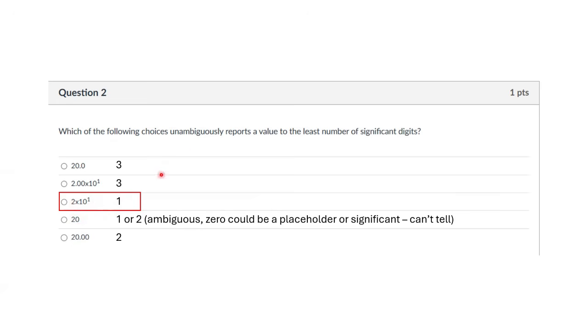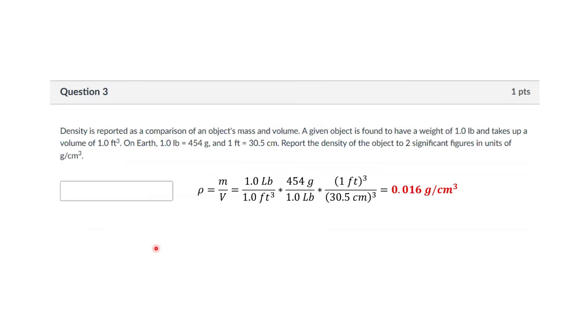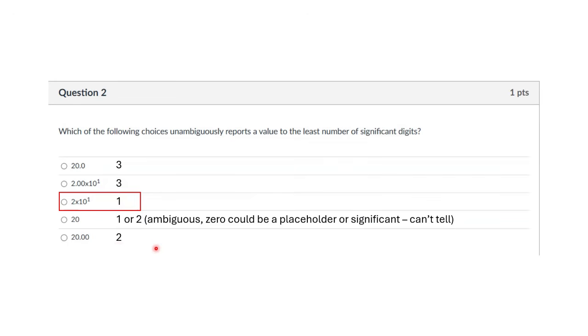20 is ambiguous, hence unambiguously. That could be either 1 or 2 significant figures. Since the 0, we cannot be sure if it was included because it's significant or because you need a placeholder when you write numbers in this fashion, because the 2 is in the tens place. 20.00, I wrote 2 there, and that's wrong. It should have 4 significant figures. Probably have to correct that. So the answer there was, of course, 2 times 10 to the first.